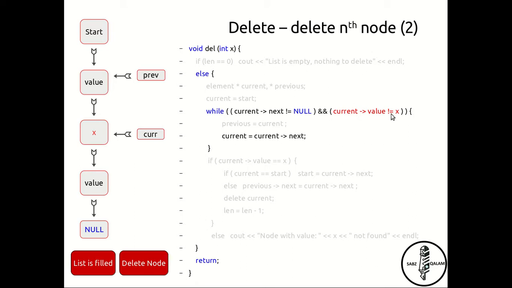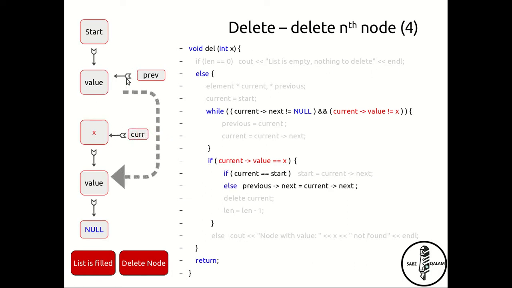Why does it become false? Because you have found the node which contains the same value as the one that you want to delete. So you're going to exit this while loop. Because current's value is the same as that of x, what you do is, now because you have previous, you say previous's next is not pointing here.